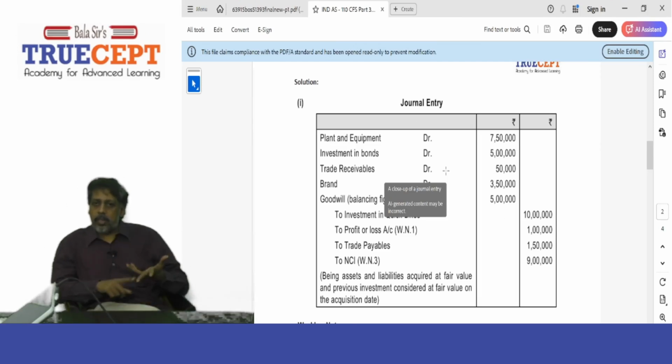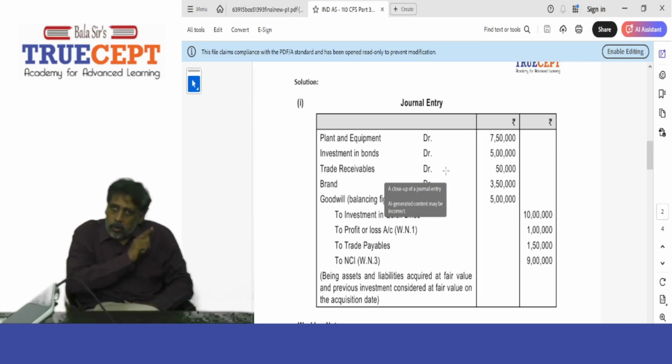What are the debits you give? Don't write net identifiable assets, right? You have the breakup. Property, plant and equipment, debit, how much? 7,50,000 debit. And then debit bonds, how much? 5 lakh rupees. And debit trade receivables, how much? 50,000 fair value. And then debit brand, how much? 3,50,000. Also debit goodwill, how much? 5 lakh.